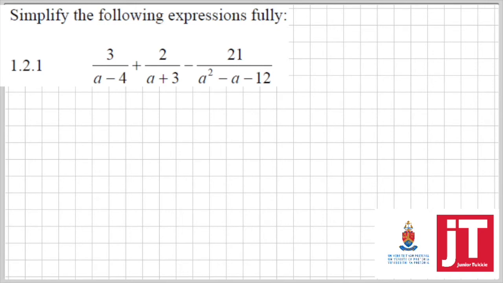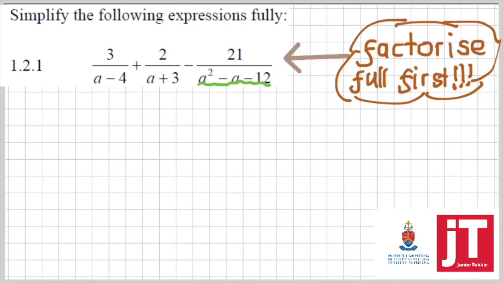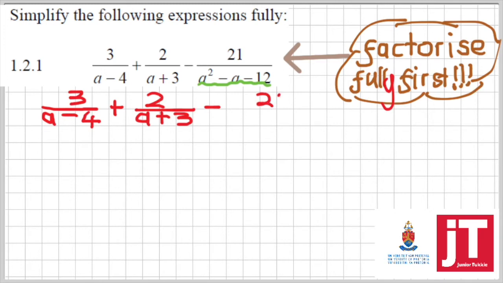Number 2, you need to simplify. How, one might wonder? Through factorization, if possible. And there is factorization possible in this denominator, which is a trinomial, your a squared minus a minus 12. And if I do that, just to highlight that, I'll give you a note there to say factorize fully first. Then you're going to have 3 over a minus 4 plus 2 over a plus 3 minus 21 over a minus 4 and a plus 3 as the second factor.